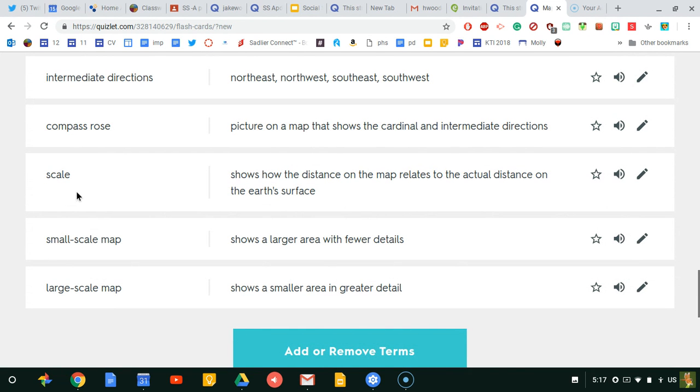Then you have something to consider that's called scale. And that shows how the distance on the map relates to the actual distance on the Earth's surface. So you may be told that 1 inch on a map equals 1,000 miles. So if you have 3 inches, then you have 3,000 miles. You multiply the distance by the actual mileage, and that will give you the scale, the way that it works out on the map.